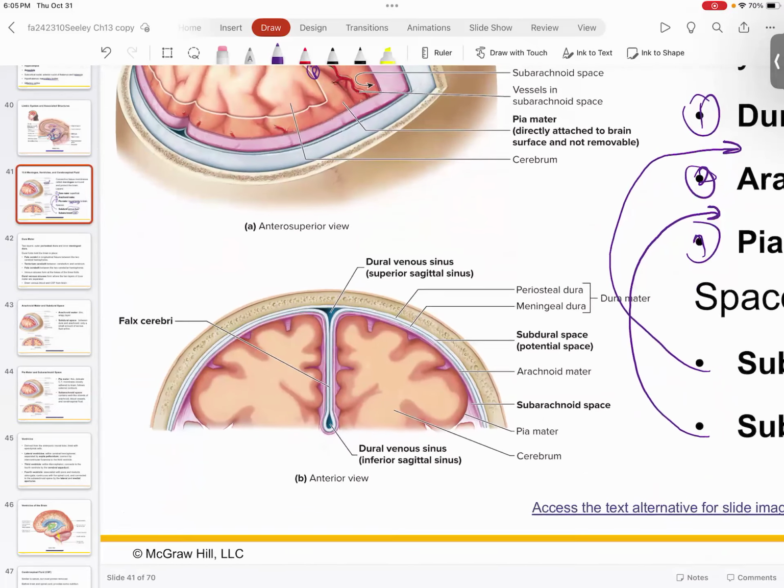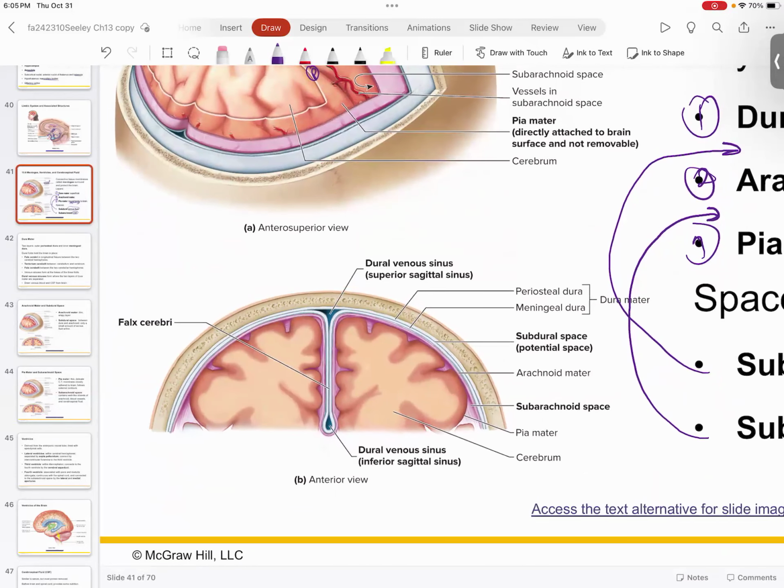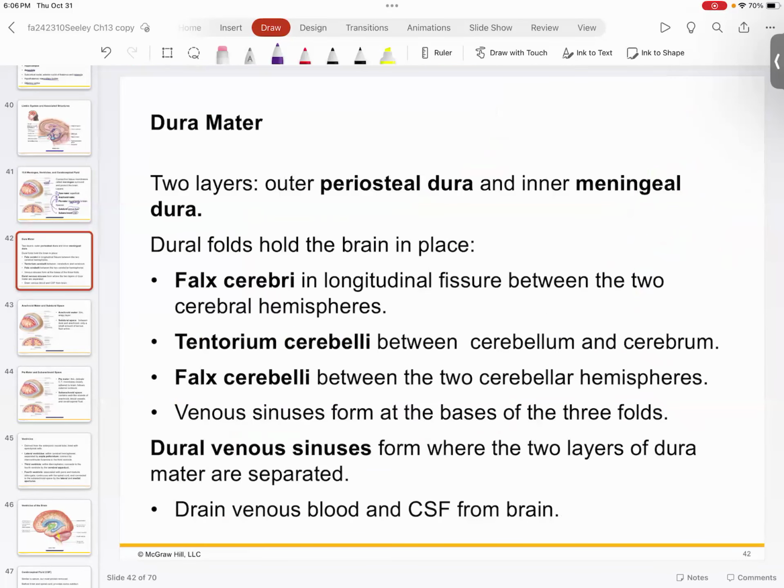And this is kind of like a cutaway. So here you can see in the anterior median fissure that the meninges dive down into that fissure and cover the fissure itself. Okay, so let's start off one layer at a time. So the dura mater, we have our two layers. We talked about them, right? The periosteal dura, the inner meningeal dura.